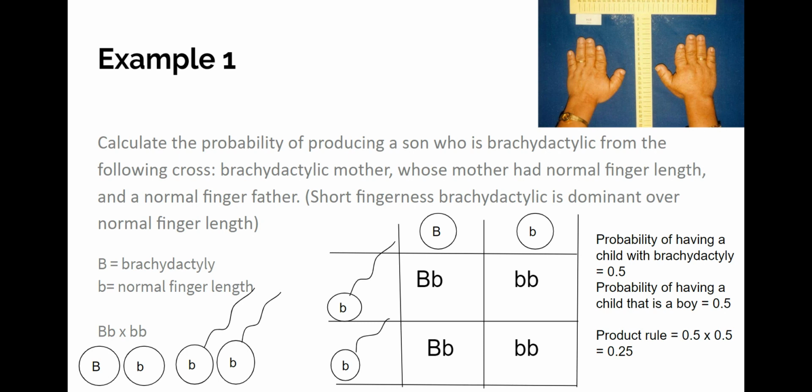Again, the key part here, guys, is that they did not know they were producing a son. It says calculate the probability of producing a son. There are going to be questions that you come across that'll say, calculate the probability of their son. So they already know they have a son, or their daughter. They already know they have a daughter. So in that case, you wouldn't have to do the product rule because you already know what the sex of the child is.